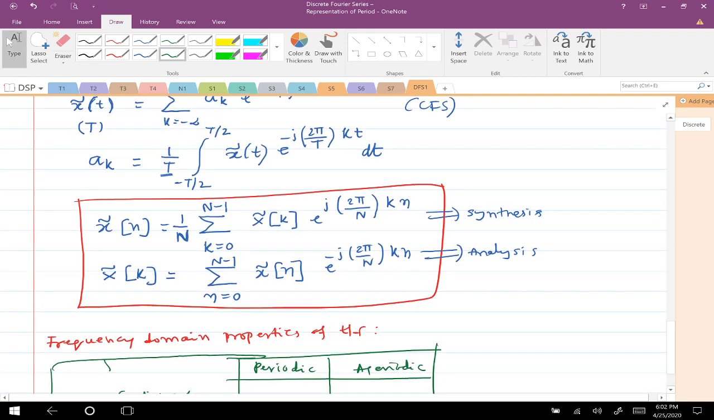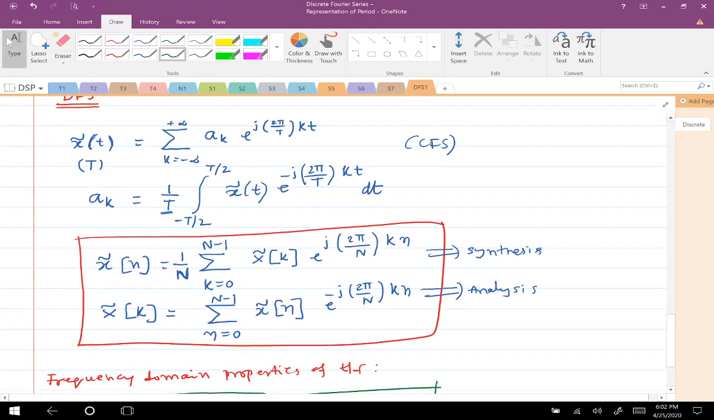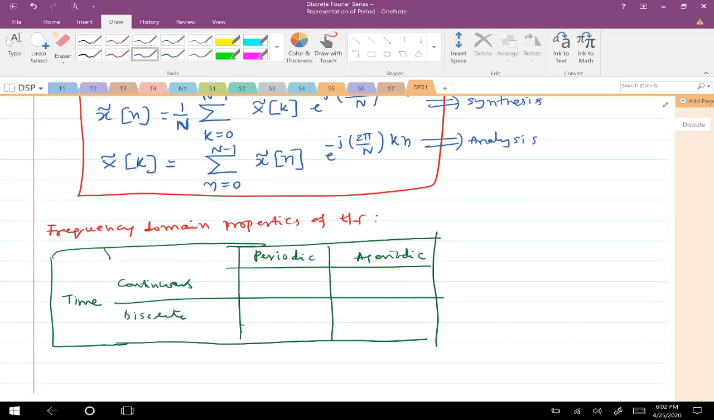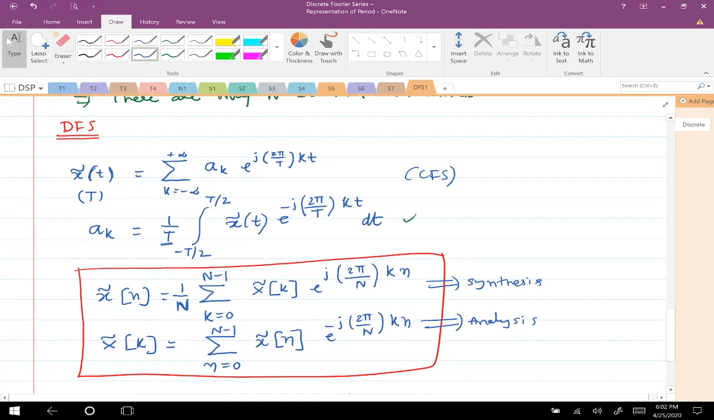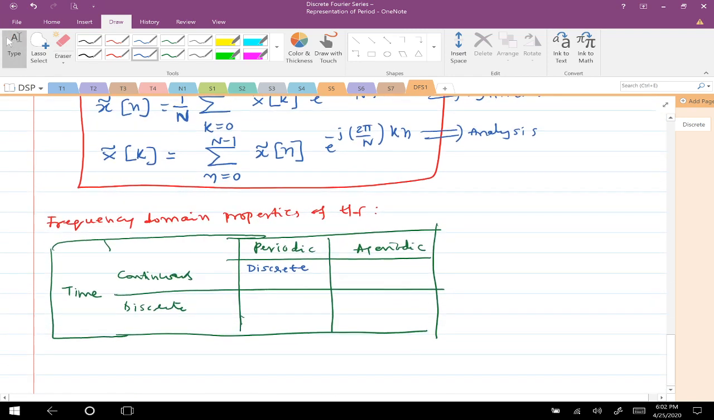What was the property of it? The coefficients which you have got, this is the frequency domain representation, and it has values only at discrete points. So the properties here are discrete. And is it periodic? No, this a_k has no periodicity, that's why you are varying k from minus infinity to plus infinity, so this is aperiodic.